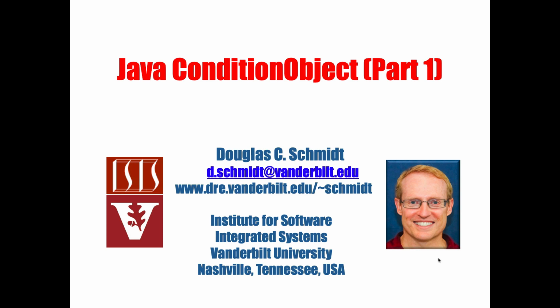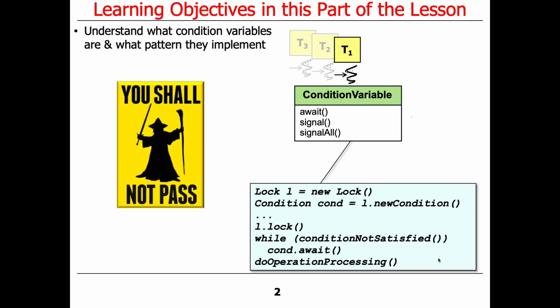Now that we talked about reentrant lock, let's talk about something that's used in conjunction with reentrant lock, and that's the Java condition object. And we'll talk first about what condition variables are, because condition objects are a Java way of doing so-called condition variables, which we'll discuss have been around for a long time. And we'll talk about the pattern that condition variables implement.